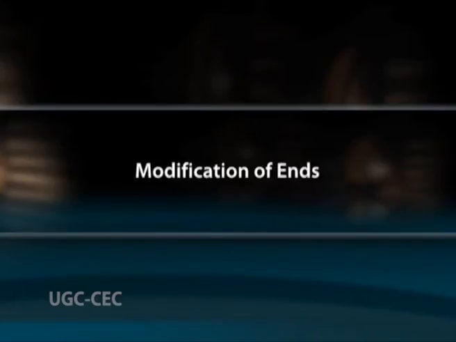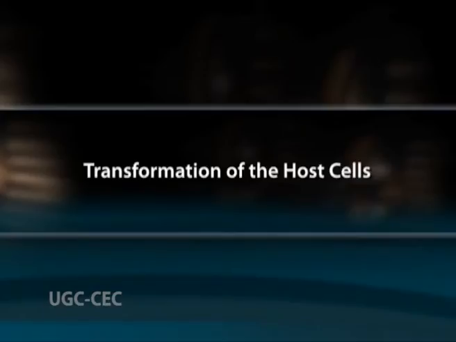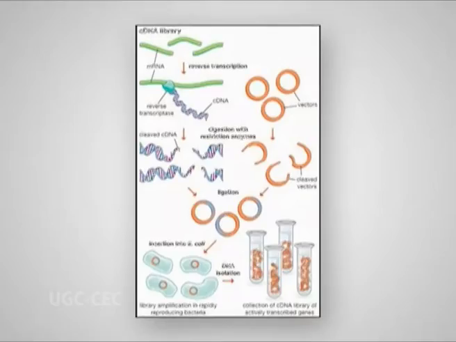Modification of ends. Ends of double-stranded cDNA are suitably modified by homopolymer tailing or addition of linkers and adapters to allow its insertion into a vector. Transformation of the host cells. The recombinant vectors containing cDNAs corresponding to mRNAs are introduced into suitable host cells. This collection of transformed host cells represents the cDNA library from that particular cell or tissue.